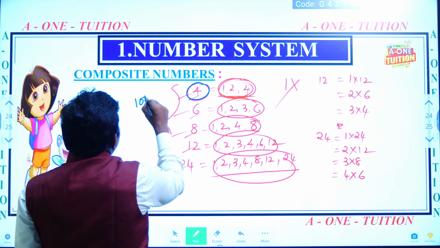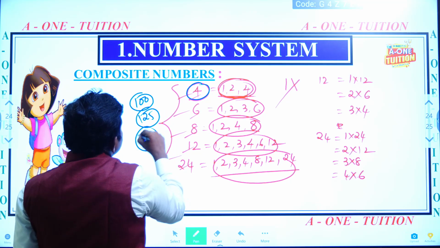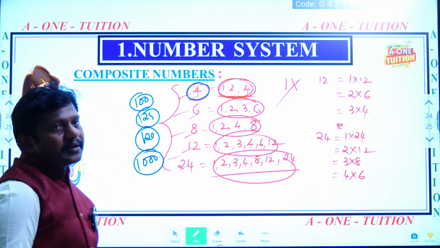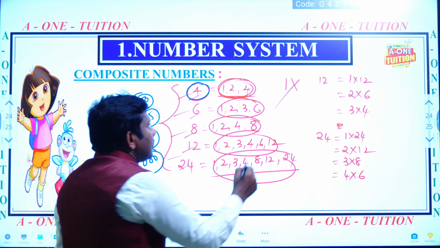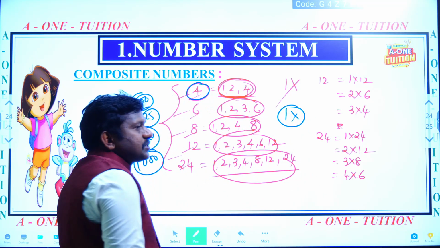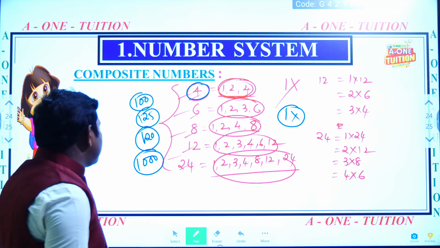100 is a composite number. 125 is a composite number. 120 is a composite number. 1000 is a composite number. In the set of natural numbers, 1 is neither prime nor composite.